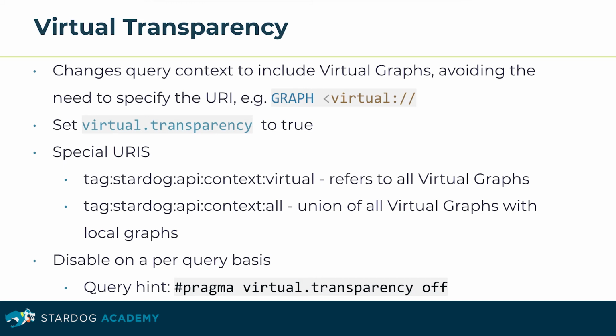The first are some URIs. The tag Stardog API context virtual refers to all virtual graphs. The tag Stardog API context all is the union of all virtual graphs with a local graph. And this essentially enables us to simplify our queries without having to specify individual virtual graph URIs. However, in the event that we turn on the virtual transparency, and for a particular query we don't want to have it on, Stardog does have query hints that let us turn off that feature on a query-by-query basis.